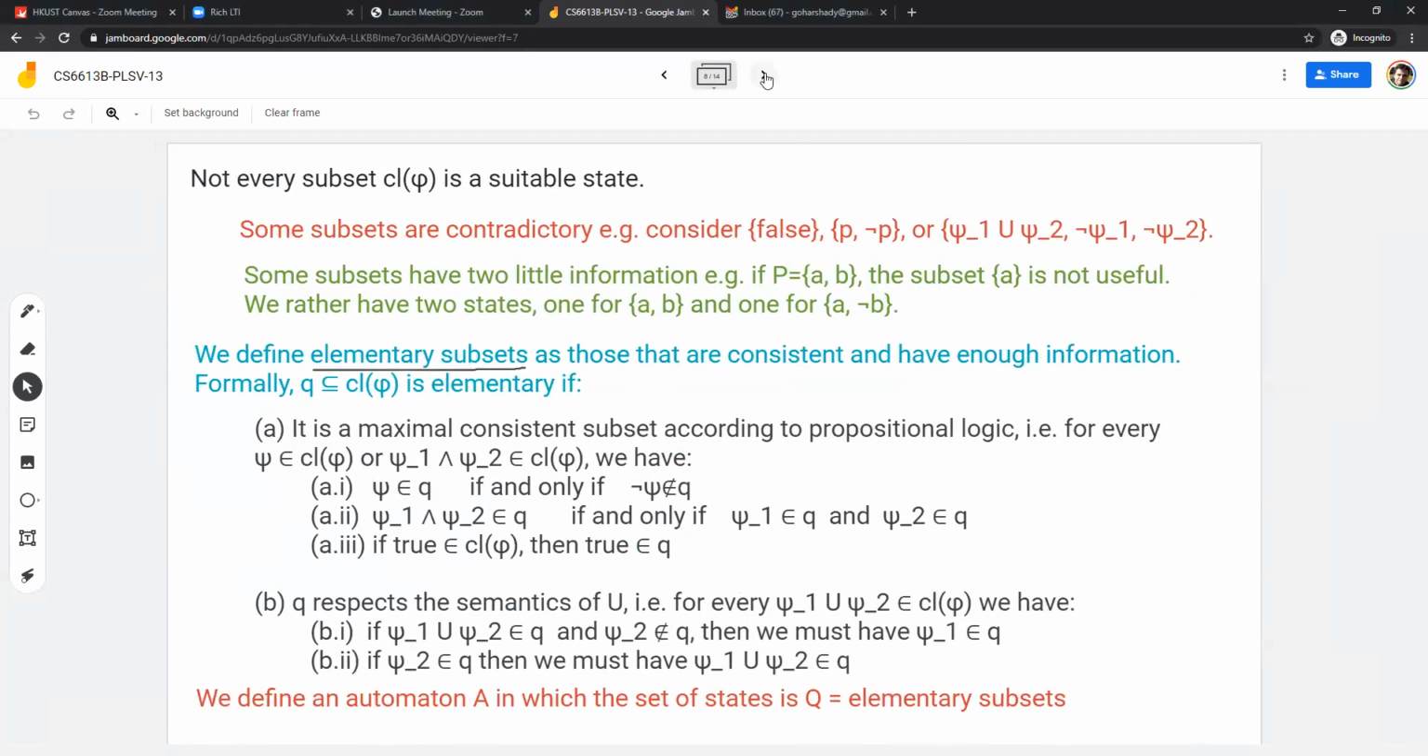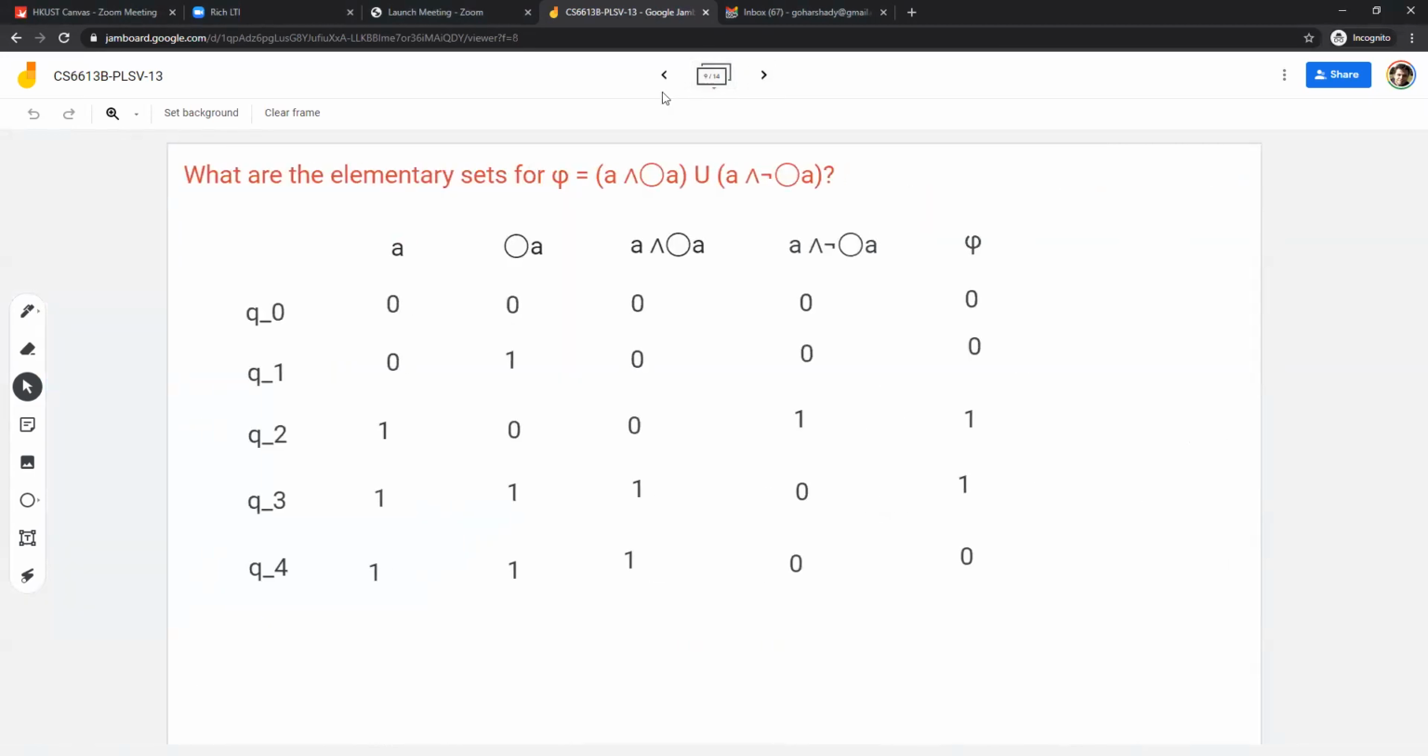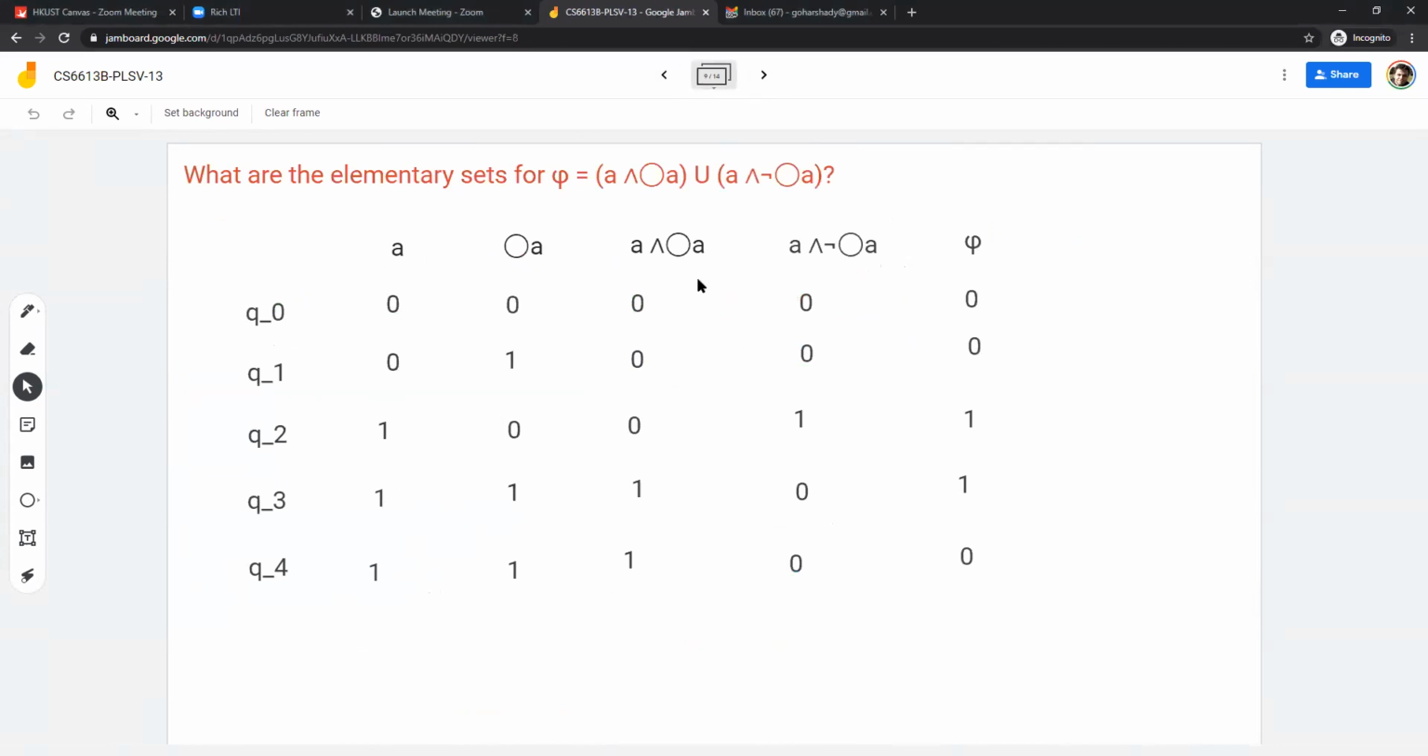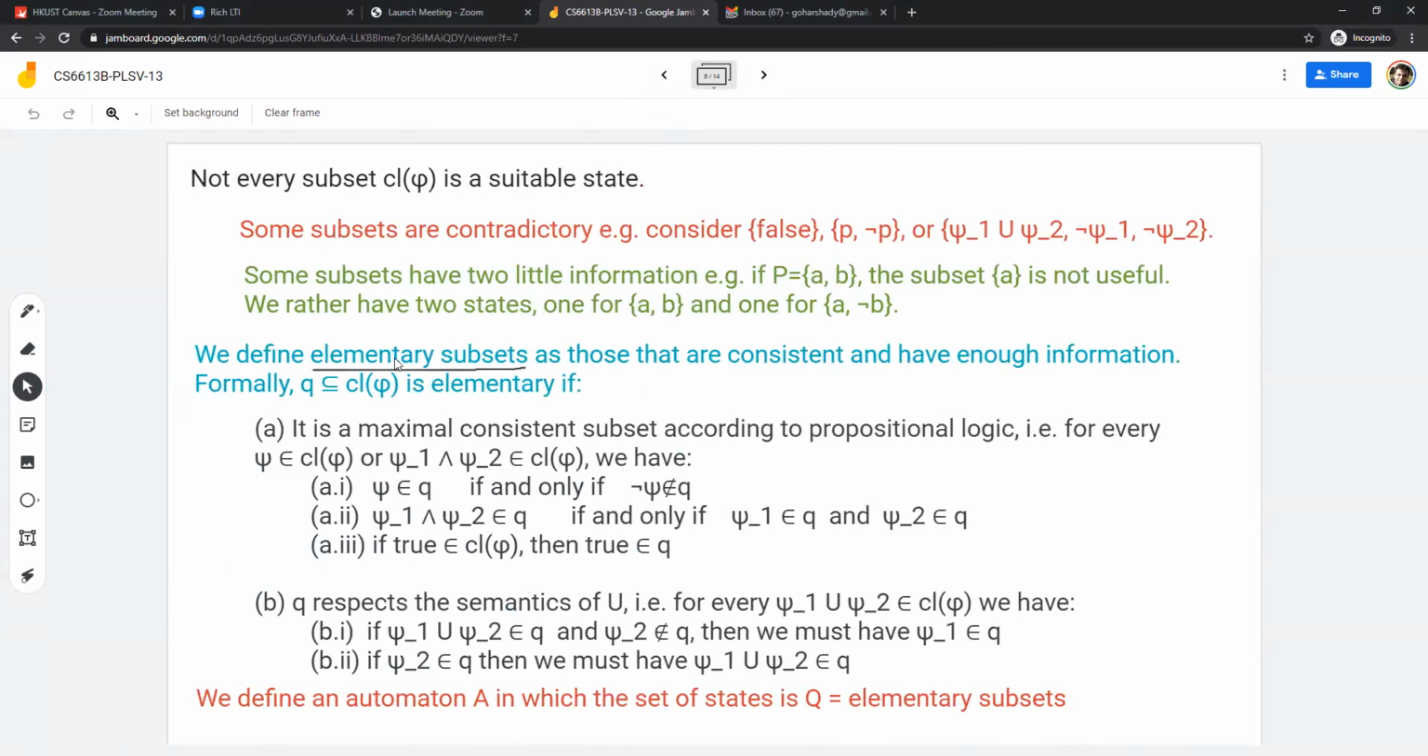Let me change this thing here as well. So we had a bunch of rules in the previous session. There were a bunch of rules for how we create the elementary sets, right? And these were the rules that you saw in these examples today. So these were the rules. We had the basic propositional logic rules that said that if you have a formula psi, then you shouldn't have not psi in the same set, and vice versa, right?